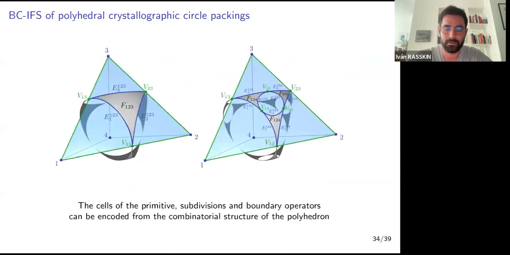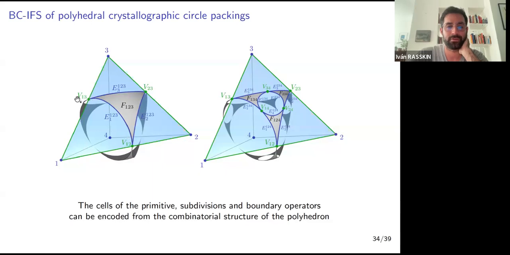So the idea behind is that the structure of the polytope can encode the cells of the primitive. So for example, a face of the initial polytope will give us a face of the fractal.